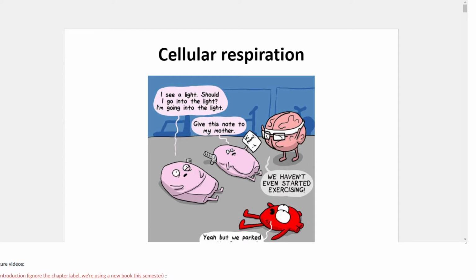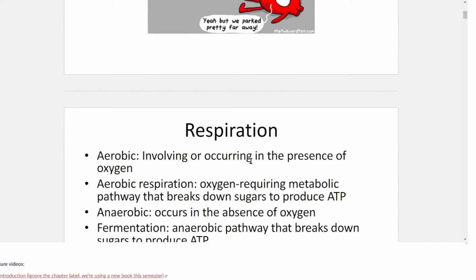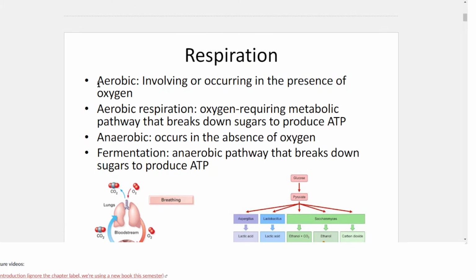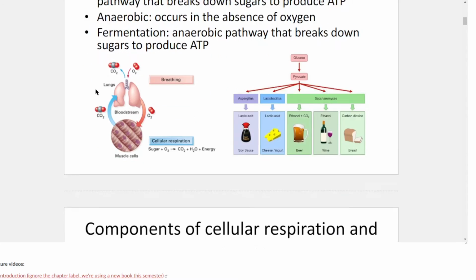This is cellular respiration. There's a lot to go over, so let's hurry up. There are two types. We have aerobic, which is with oxygen, and anaerobic, which is without oxygen. Fermentation happens without oxygen. Aerobic respiration happens with oxygen.